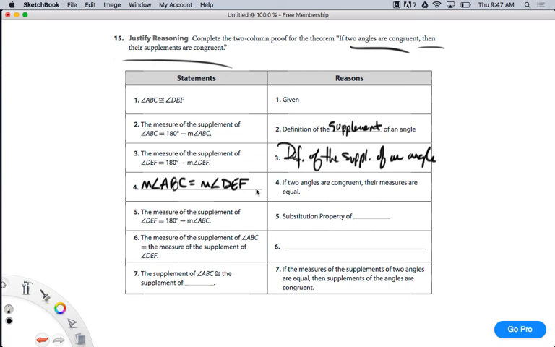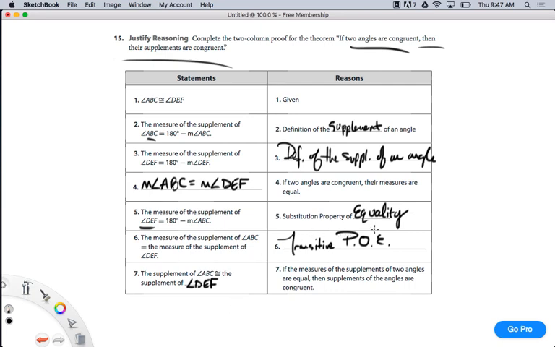Then this one, the measure of the supplement of DEF equals 180 minus the measure of ABC. So they substitute it in here. So it's the substitution property of equality. And then here, they said they're equal to the same thing, so that means they're equal to each other. What property is that? Transitive. If two things are equal to the same thing, then they're equal to each other. That's the transitive property of equality. And then finally, the supplement of angle ABC is congruent to the supplement of what angle? DEF. Okay.